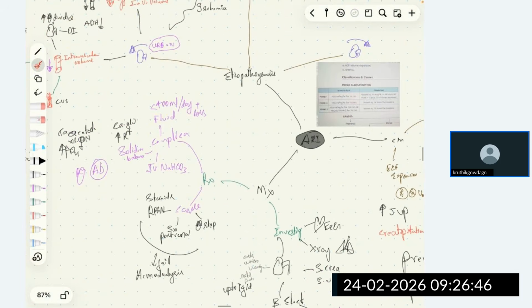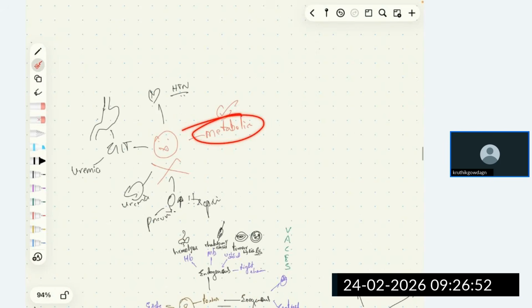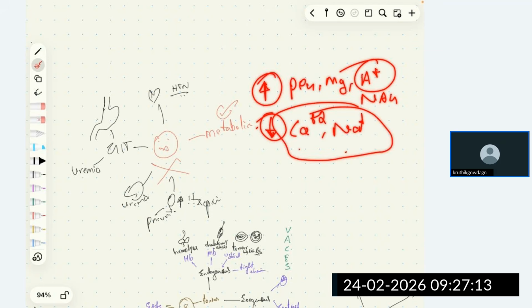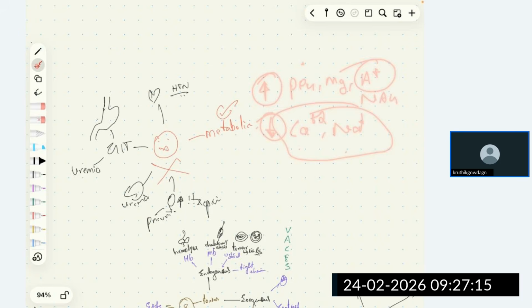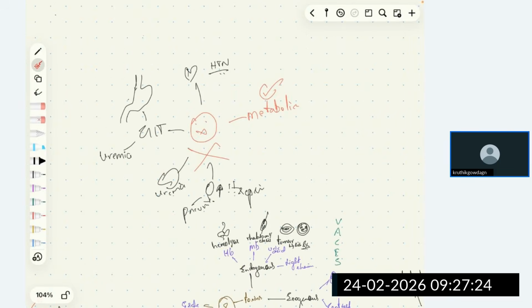Before going on to treatment, let's discuss complications of AKI in brief. What are the metabolic complications? We already discussed them. There are increased levels of certain electrolytes and decreased levels of certain electrolytes. Increased electrolytes are phosphate, magnesium, hydrogen, that is acidosis, NAGMA. Decreased levels of electrolytes are calcium and sodium. Hyponatremia and hypocalcemia should be addressed. I missed the most important one, that is potassium. Hyperkalemia should be looked out for and treated with calcium gluconate IV infusion. Okay, these are the metabolic complications.